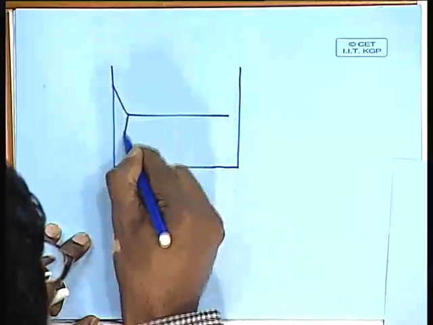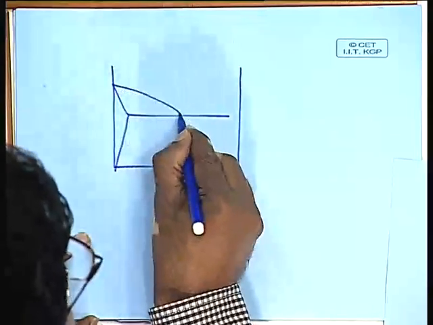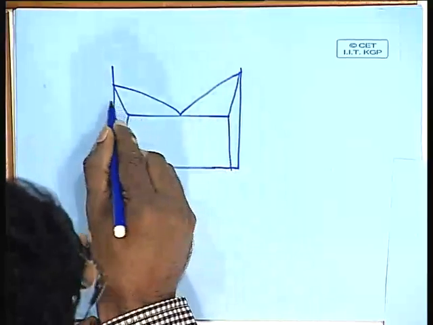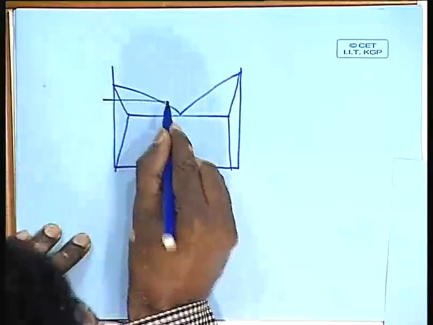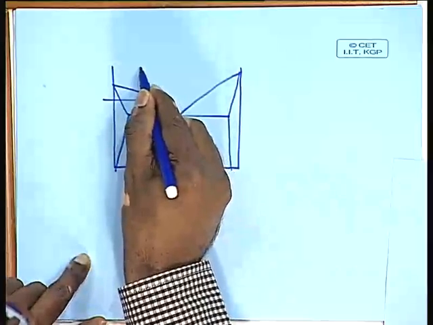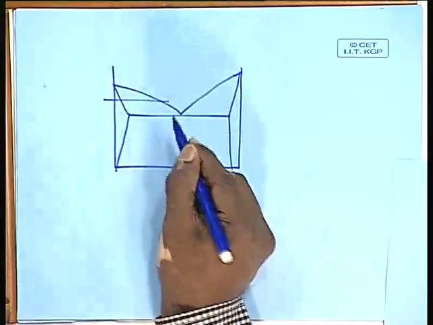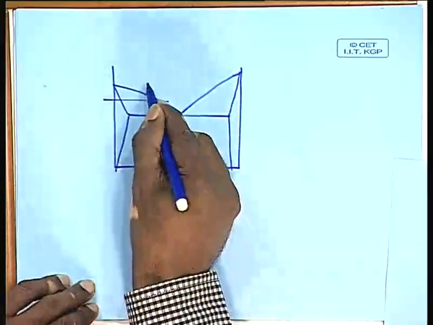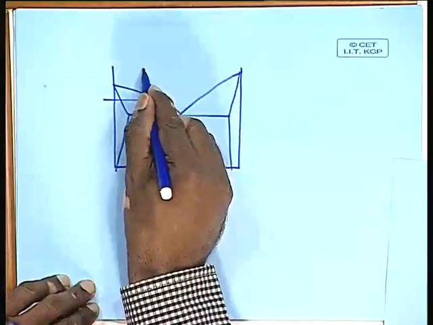I take a eutectic like this, and I am talking of a temperature here, for any alloy for that matter. Let us say this particular alloy which is on the right side, I choose an alloy which is like this.